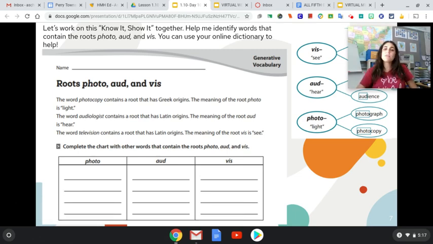See if you can think of words that you would add to this chart. If you're with someone, go ahead and have a discussion with them. If you're by yourself, go ahead and take some notes. All right, what are some words you could add into this chart? Go ahead and pause to do that now.